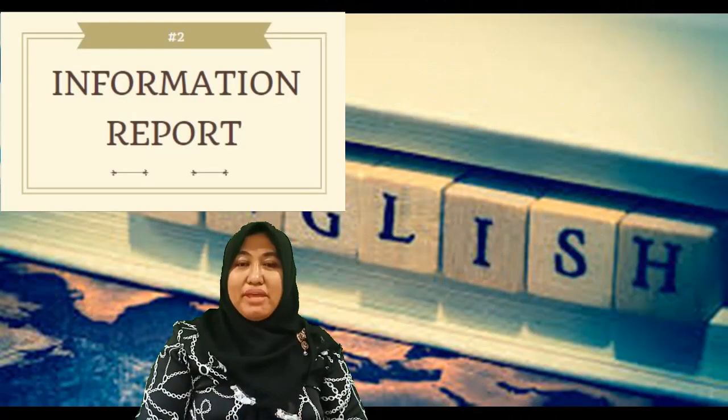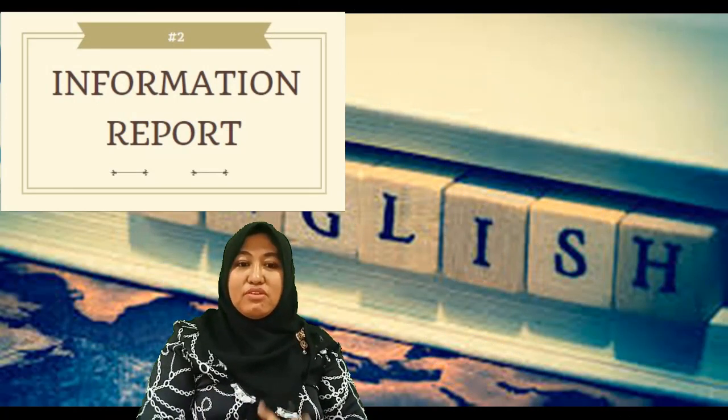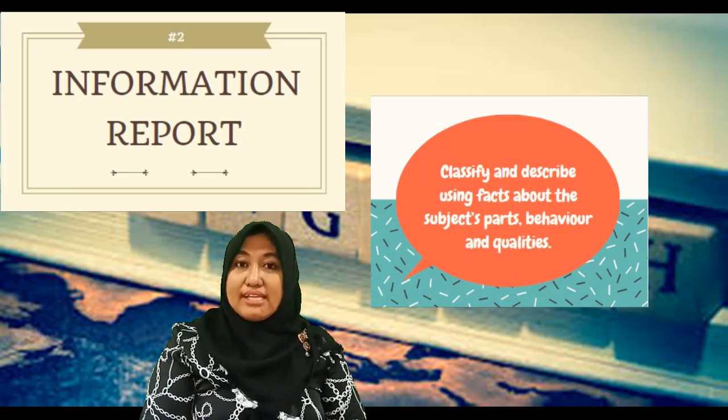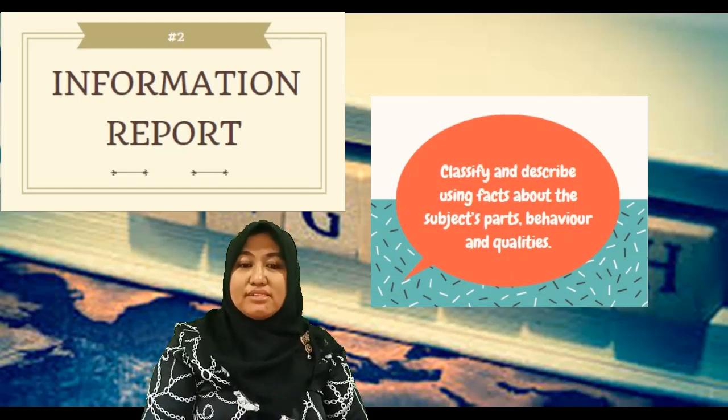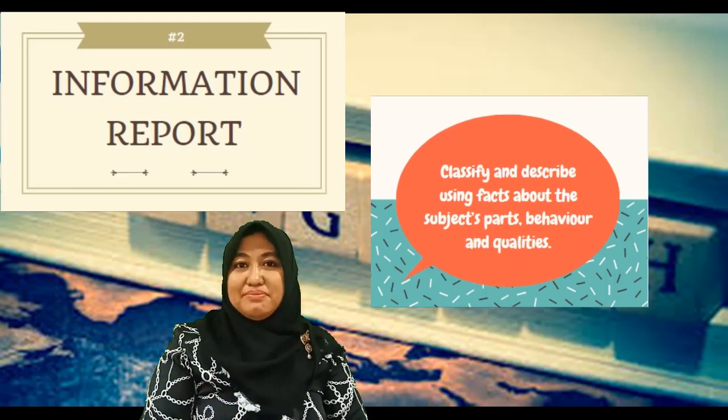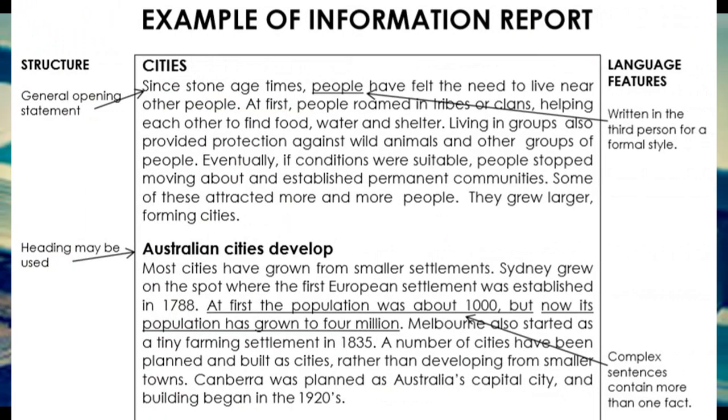Then we have information report. The purpose of this text is to present information about a subject, to classify and describe using facts about the subject's parts, behavior, and qualities. The structure of this text starts with a general opening statement in the first paragraph. This statement tells the audience what the text is going to be about. This can include a short description of the subject or definition.